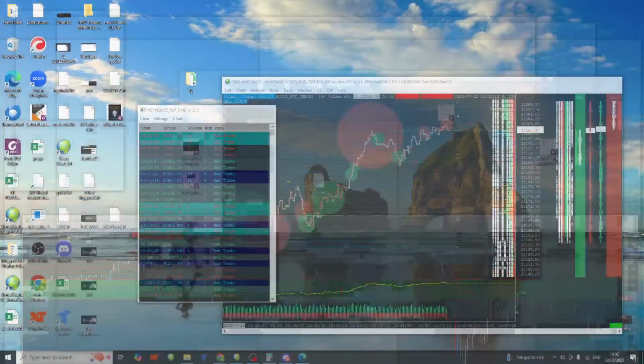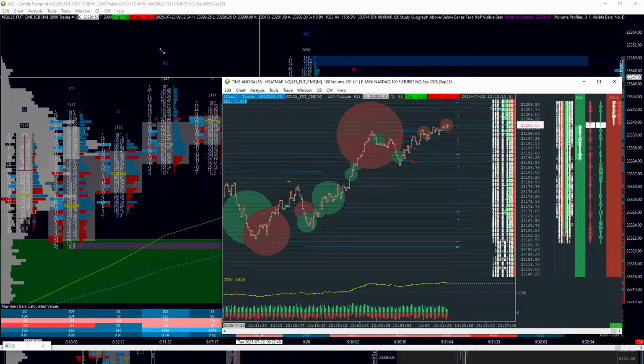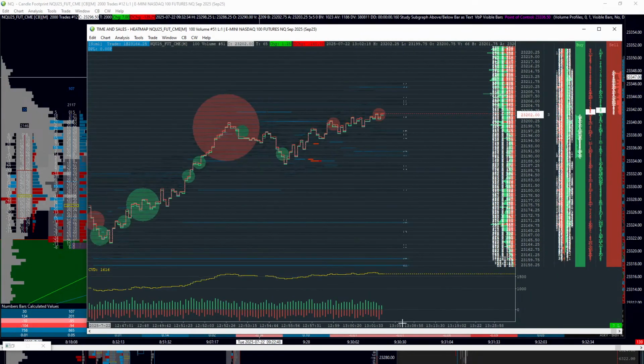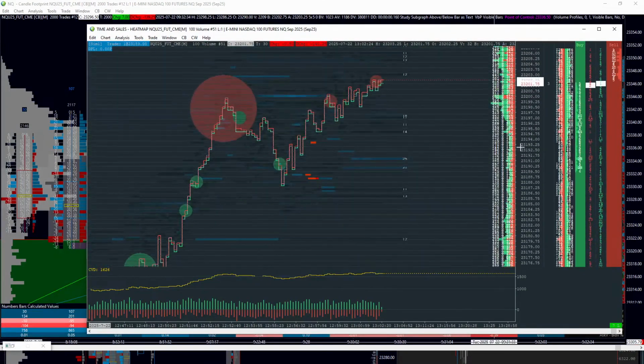So next time I'm going to show you what a heat map looks like, right? It's very similar to a footprint. This is a heat map where you can see all the resting limit orders at every single price level. It's like a depth of market, but you can actually visualize this, right?